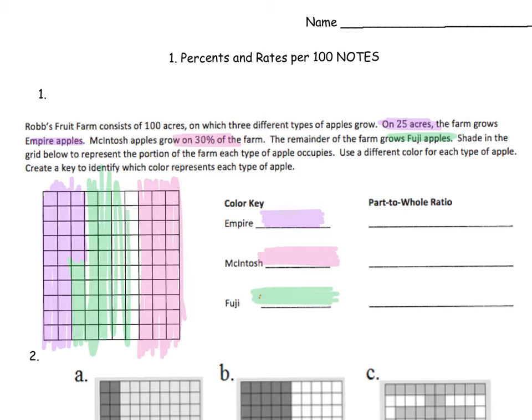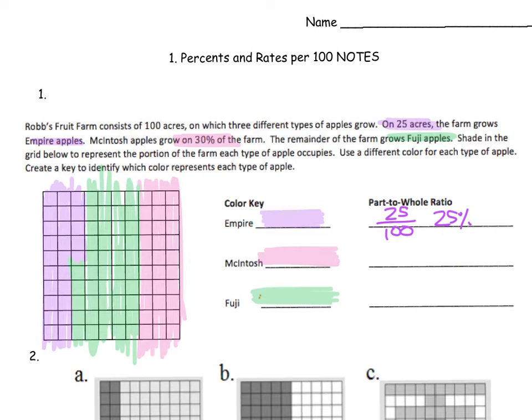And so what I need to do next, after I have my coloring done, is I need to go ahead and figure out my part to whole ratio. And we can represent ratios in different ways, but for starting with the Empire apples, I have 25 acres. So I had 25 out of 100 acres. I know this could also be written as 25%.